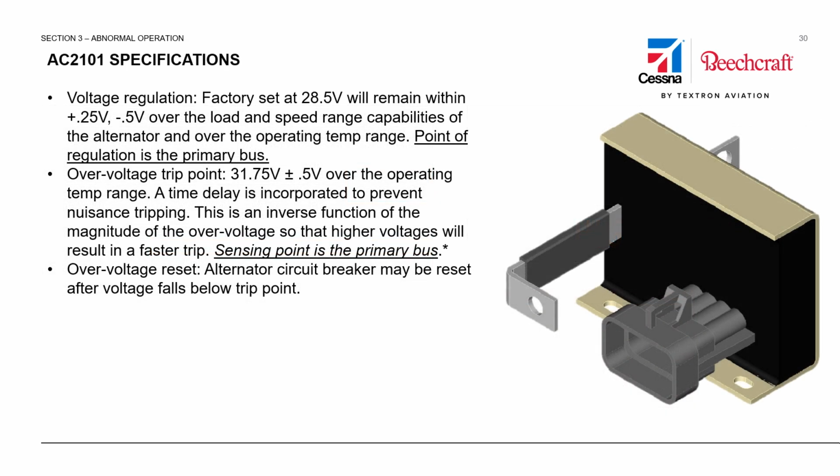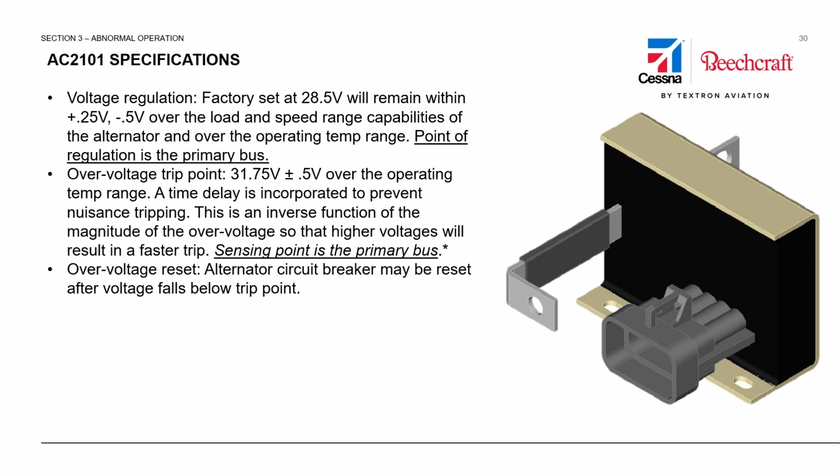Before condemning an ACU, the specifications of the ACU should be understood, as well as the differences between points of regulation, monitoring, and indicating. As we look at the specifications for our AC 2101 ACU, we see it's factory set, non-adjustable 28.5 volts for the life of the ACU, and the point of regulation is the primary bus.